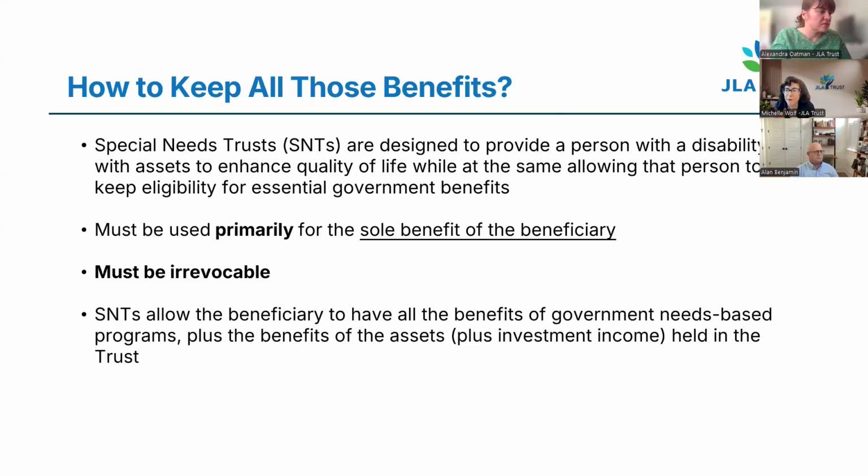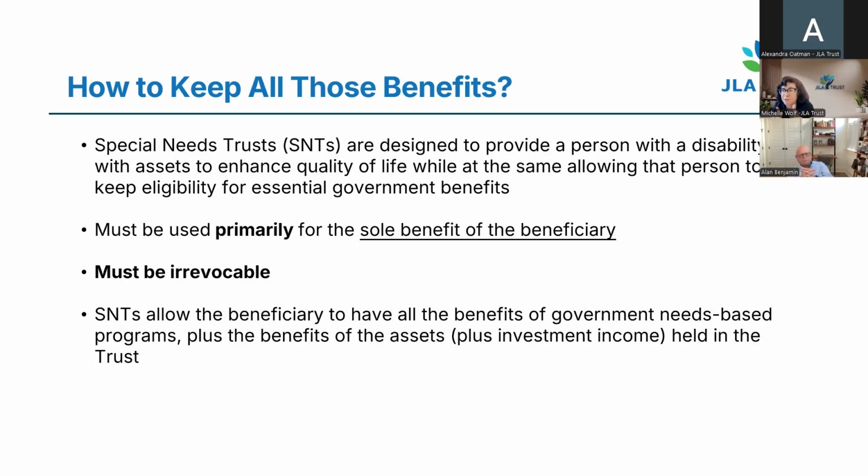Now, how do you keep all those benefits? Remember, I said these benefits are all super important, but it's not enough for someone to really lead a life of high quality, a life of inclusion, all the things we want for our adult children with special needs and disabilities. So one of the main tools is something called a special needs trust. It is a legal instrument that allows a person with a disability to keep all their government benefits that we just discussed and be able to have access to money that's in the trust through a trustee. Now, of course, there are some provisos and some rules around that.